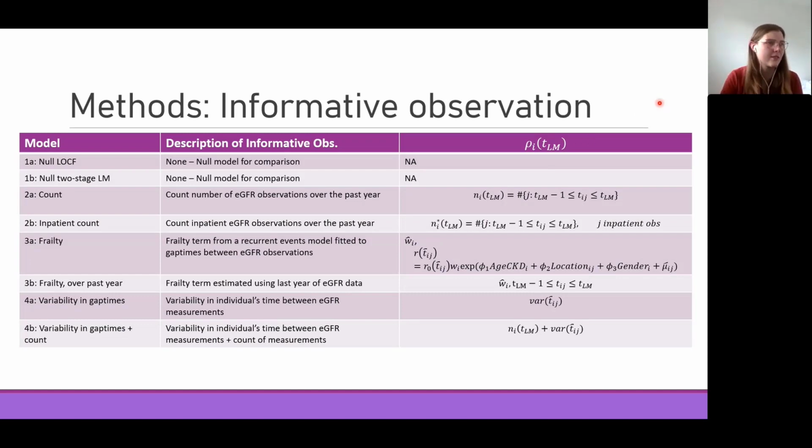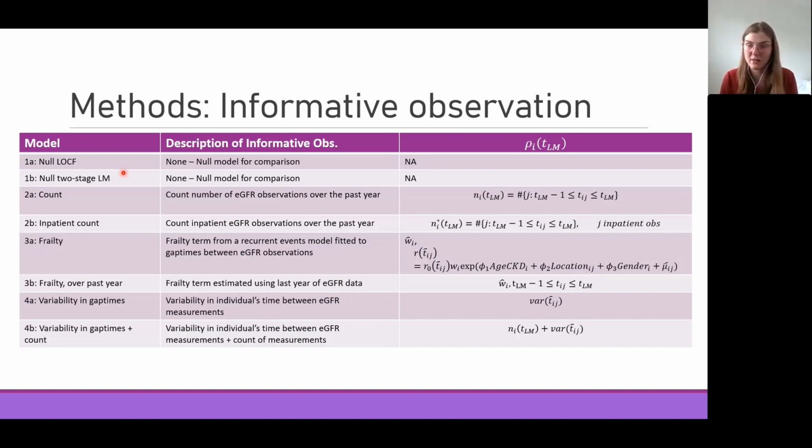You can ignore the right-hand column if hopefully the wordy explanations of what these mean are a bit more helpful. We essentially fit 8 different models throughout this process. There are the 2 null models, the last observation carried forward approach, and then this 2-stage landmarking approach that I've just described. Neither of these models, 1A and 1B, actually learn from informative observation in any way.